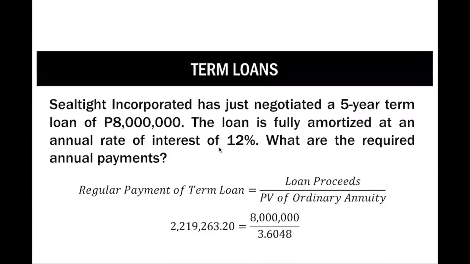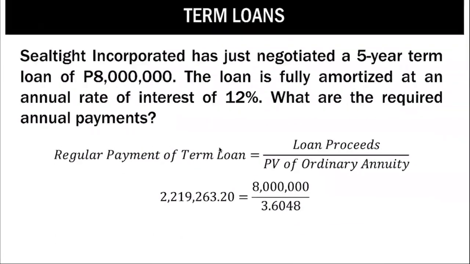Let's have another example. Celltite Incorporated has just negotiated a 5-year term loan of 8 million. So this 8 million is known as your proceeds or your usable amount. The loan is fully amortized at an annual rate of 12%. What are the required annual payments?